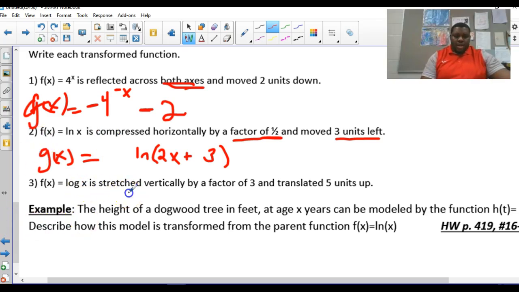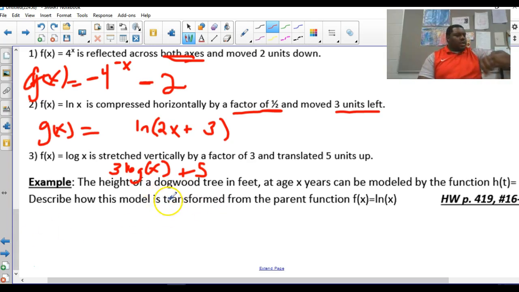Next, we have log. All right, and log, we're going to stretch it vertically by a factor of 3. So we know that goes out front, 3 log. And then we're going to translate 5 units up. So 3 log of x, guys, don't forget your parenthesis right there. All right, and then we're going to go up 5 units, plus 5 outside. Okay.